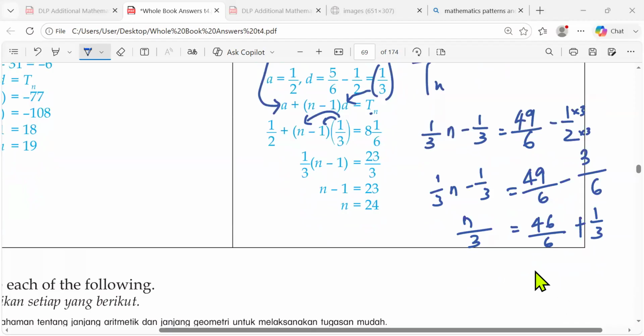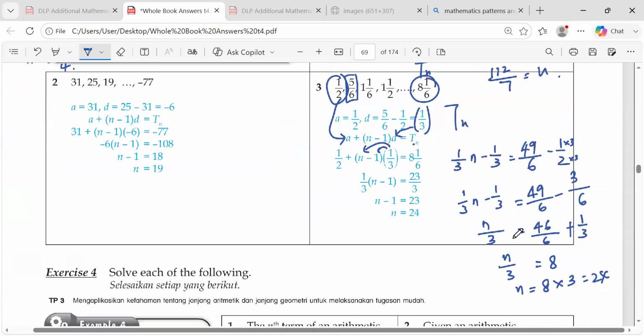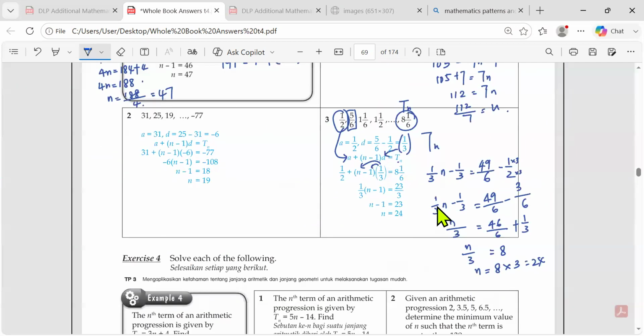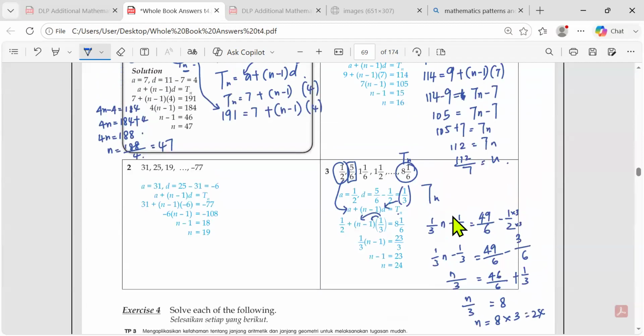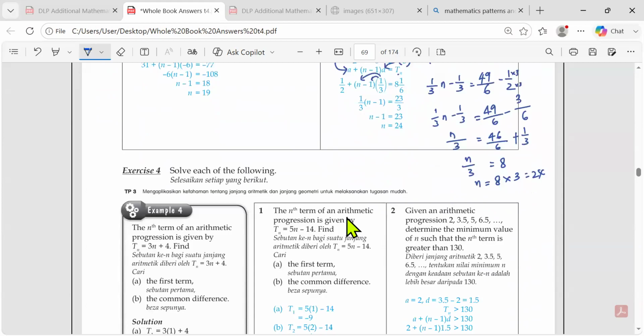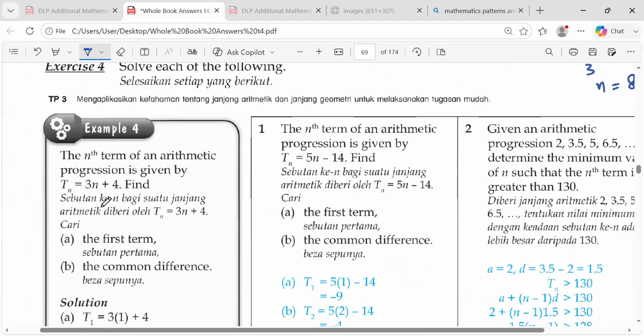I get 8 for that. Okay. So 8 times 3, I get 24. Okay. Yeah, you can try to solve this kind of question. Okay, next. Solve the following question.